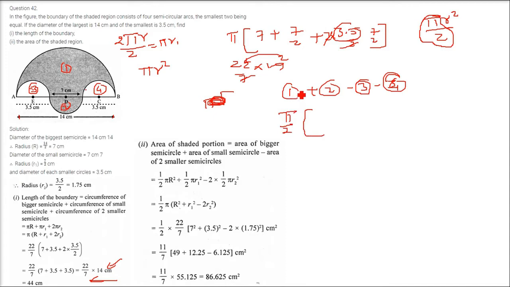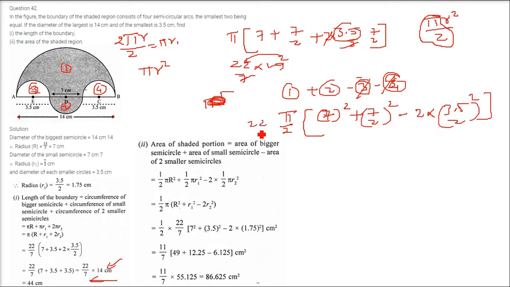So what is the first radius? This is 14, so it is 7 square plus. Now the second one, the radius is 7 by 2. So you have 7 by 2 whole square, that is 3.5 whole square, minus 2 into, why am I doing 2? I am taking these two together because they are exactly the same. So the radius is 3.5 by 2 whole square. Okay, when you compute it, put pi equal to 22 by 7 and you get the result as 86.625 centimeters square.